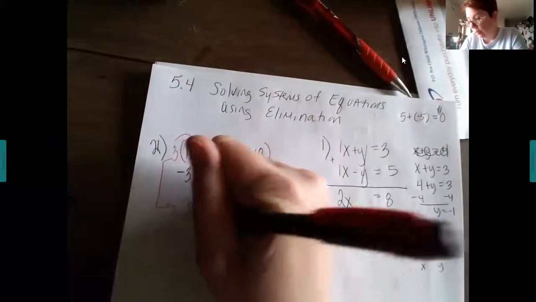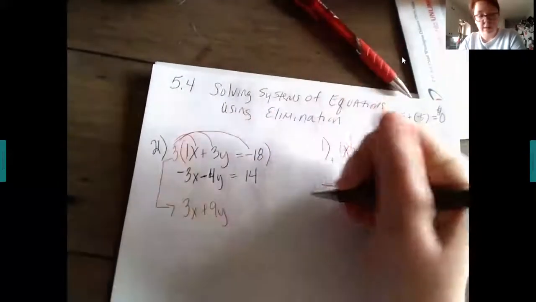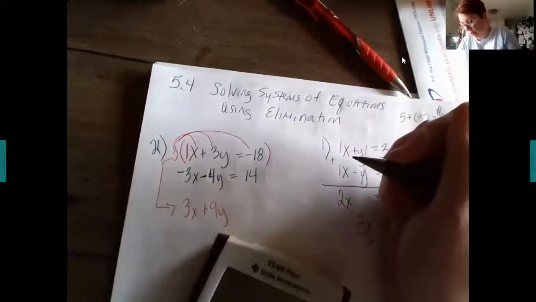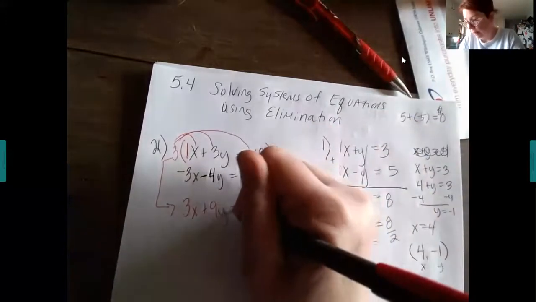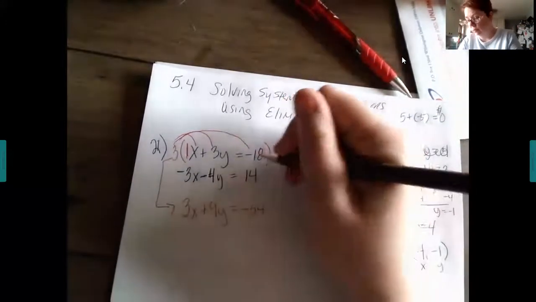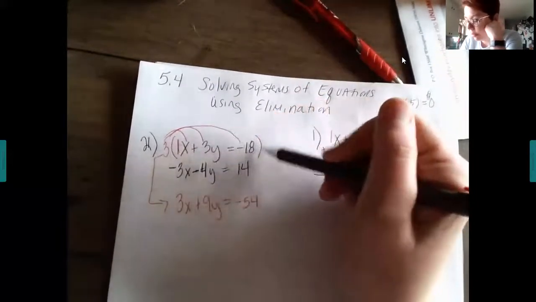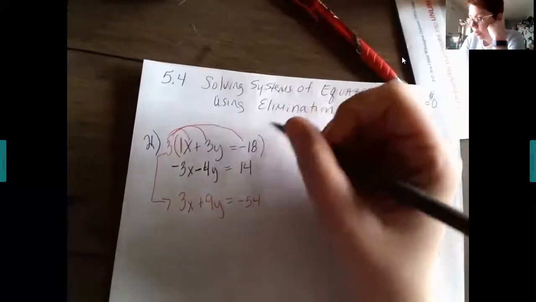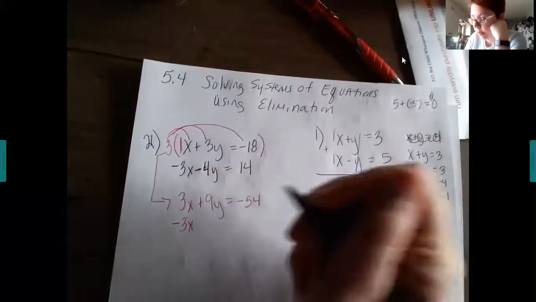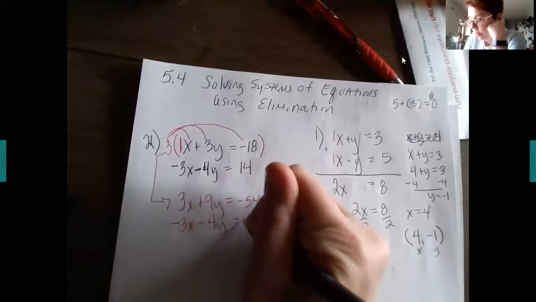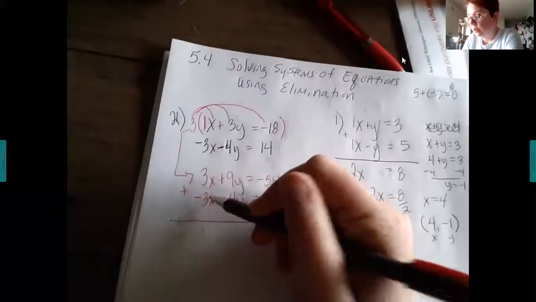This is going to be 3x plus 9y, and 3 times 18, 54. And again, don't forget about your signs. Okay, so we multiplied this 3 into this first line. When I put my second line underneath it, now I see that when I add these two together, these two will cancel out.